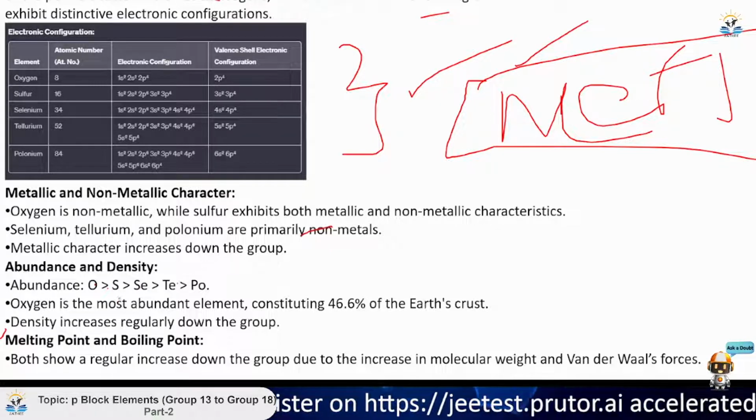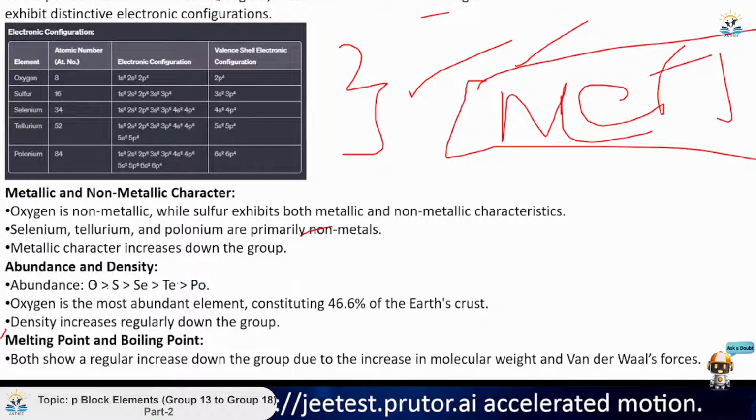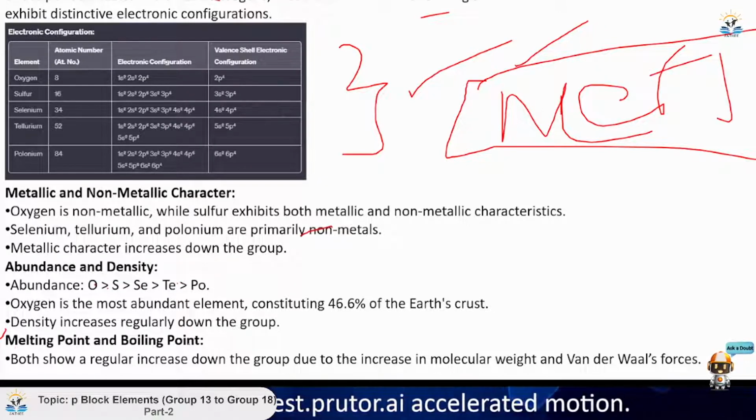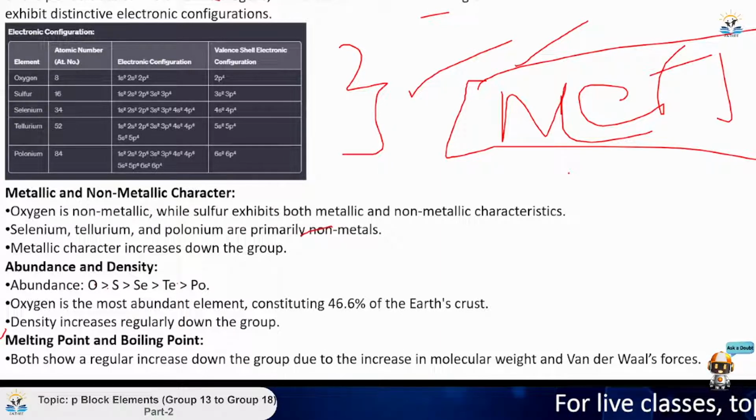Abundance of oxygen is greater than sulfur is greater than selenium. It's a very basic thing. It's a normal logic. And melting and boiling points, if we talk in particular about it, both show a regular increase down the group. That is, both melting and boiling point increase down the group. And the basic logic of this is because the molecular and the van der Waals forces increase. So as our element starts getting heavier, the melting and the boiling point should primarily increase.